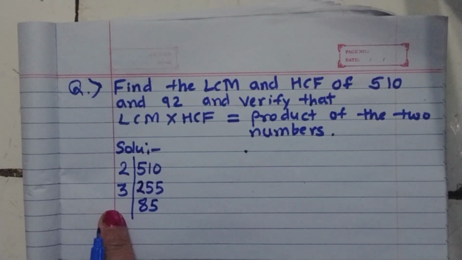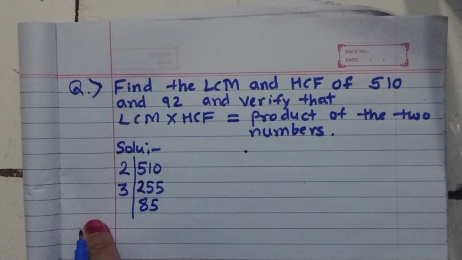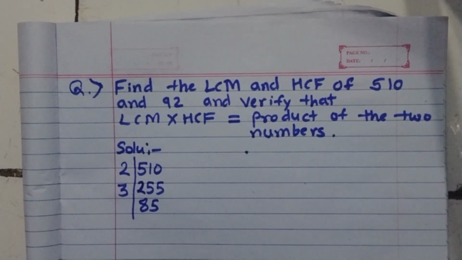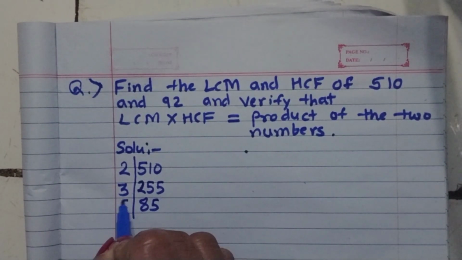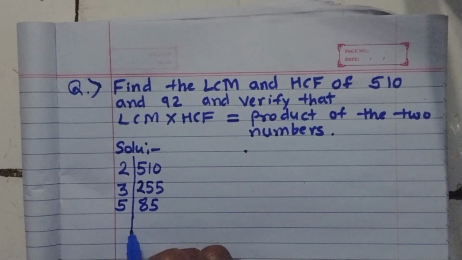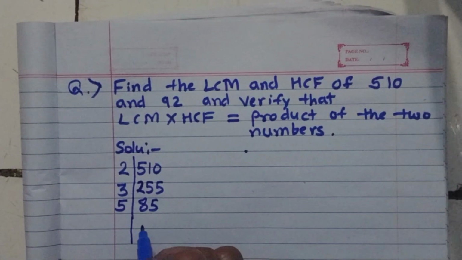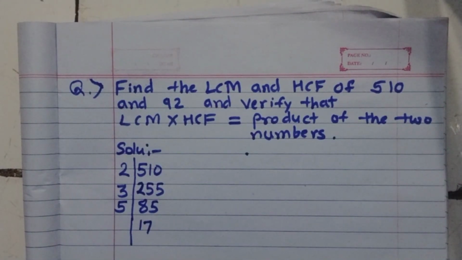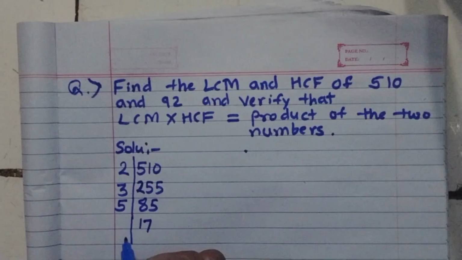Now we again start from the smallest prime number for division. The smallest prime number is 2. Division is not possible with 2. Division is also not possible with 3. Now the next prime number is 5. Division is possible with 5. When 85 is divided by 5, we get quotient 17. So we write 17 below 85.